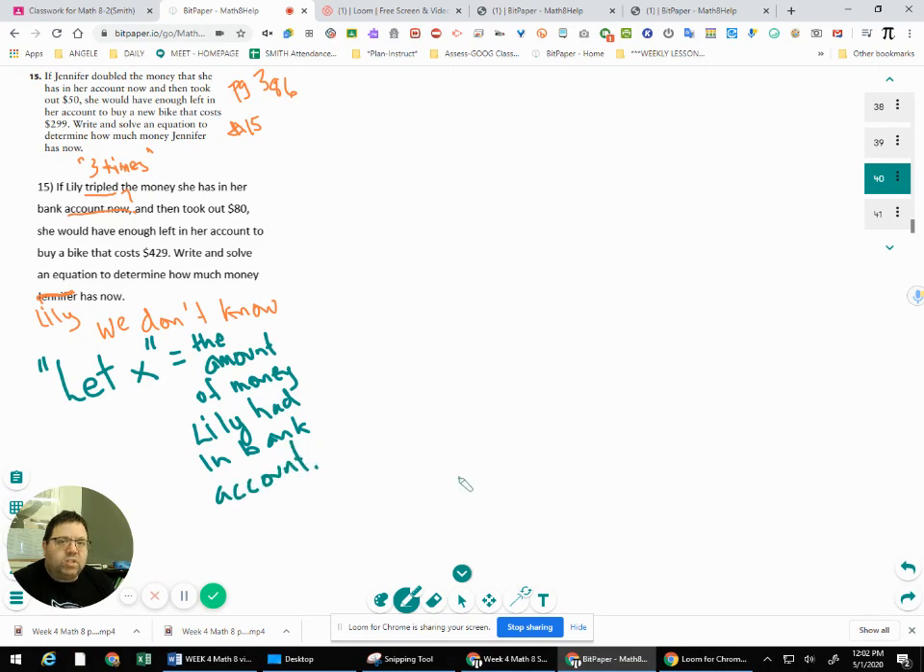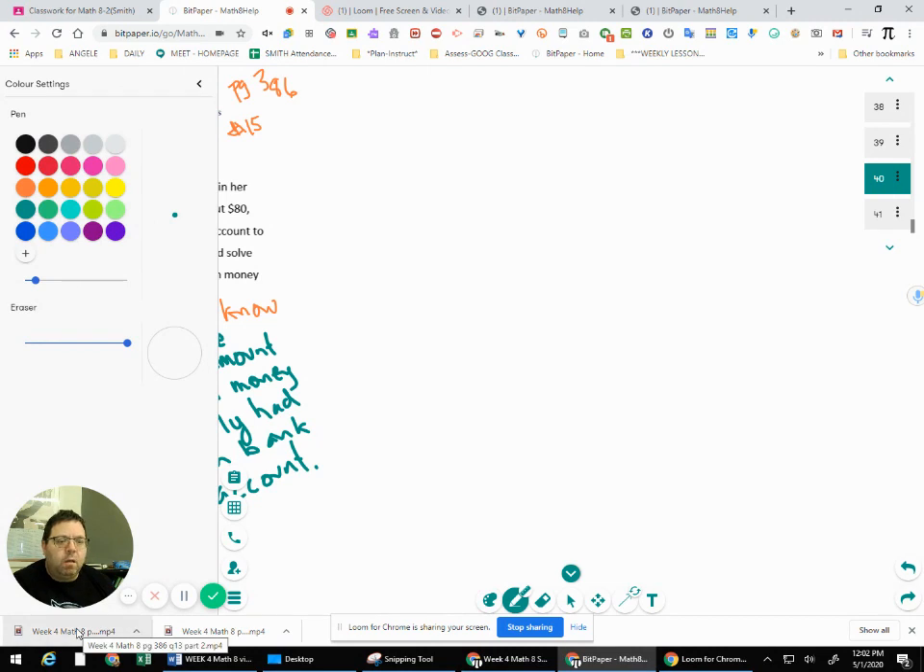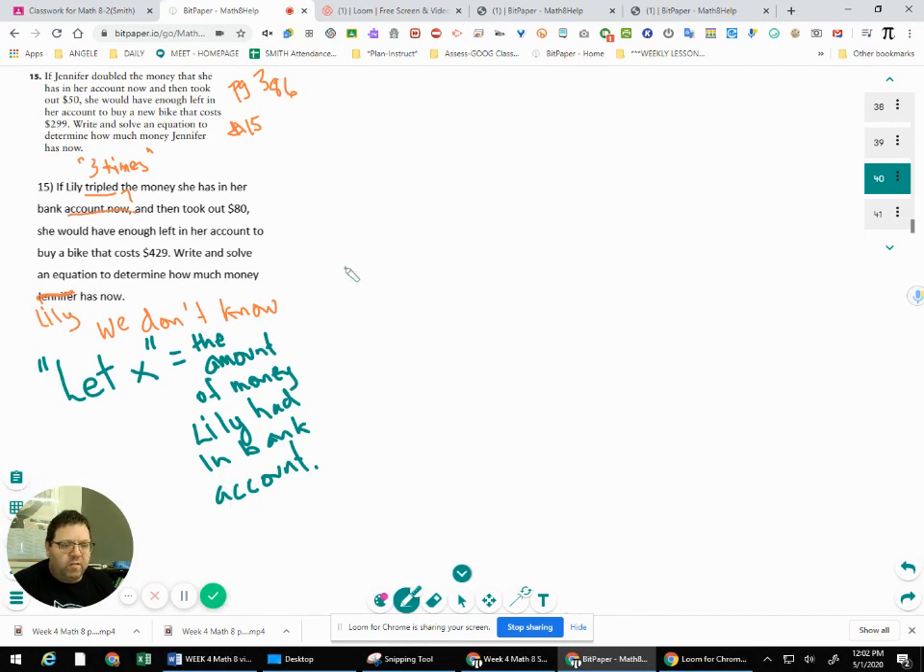Now we're trying to find out how much money she had before she tripled it, before she took out the $80. So I'm just going to decrease this again. All right, and we'll do pink. So we've identified the variable. We're talking about what we don't know. We don't know how much she had in her bank account now. I should maybe add "now", because we're not talking about when later she tripled it and later took out the $80. We're talking about how much she had in her bank account now. We don't know it.